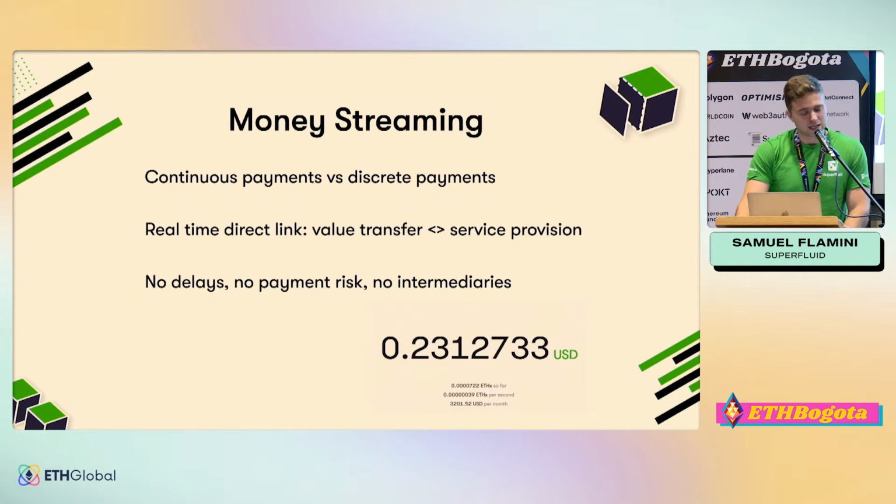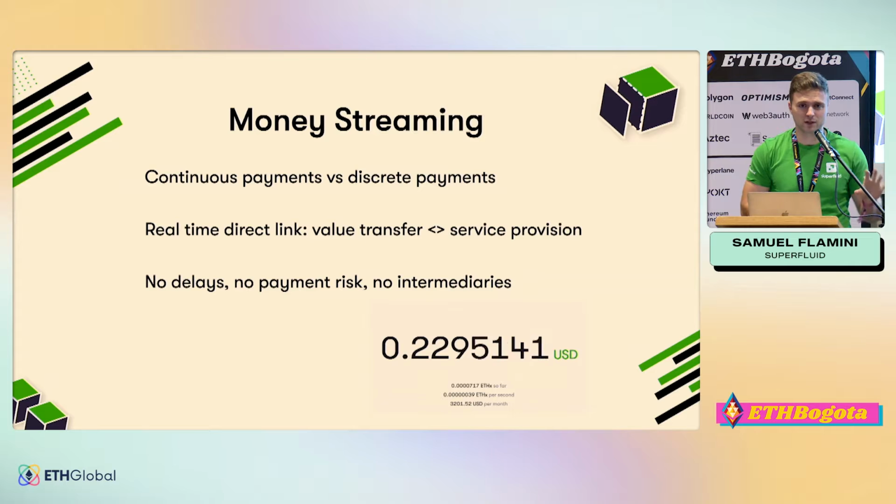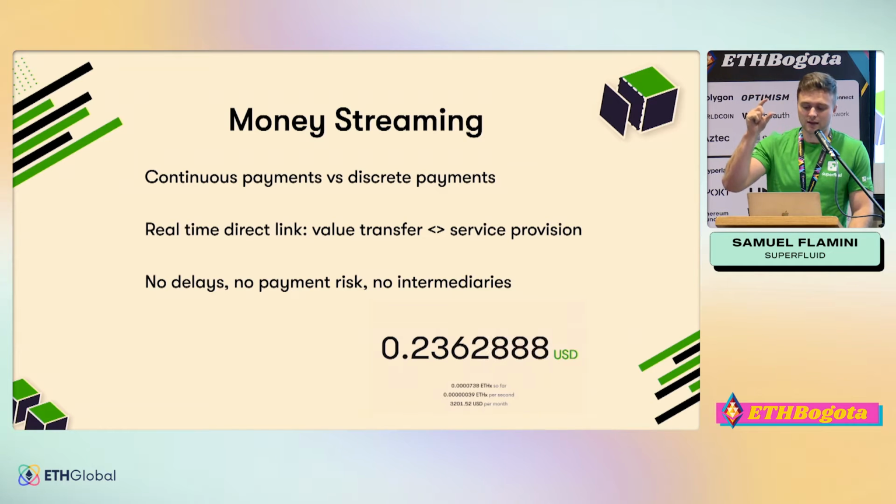So let's dive into money streaming a little bit more, right? This thing you're seeing there in the bottom right-hand corner of the screen is a live money stream, right? That's ETH being streamed on a testnet. And you can think of these as continuous payments, right? We are used to a world of discrete payments. What if we could make them continuous, right? What if we could create this direct link between the service provision and the value transfer in return for that service? And the other thing that's cool about this, because it's all on-chain, it completely gets rid of any delays, unpayment risk, or any intermediaries because it's all mediated through blockchains and smart contracts.